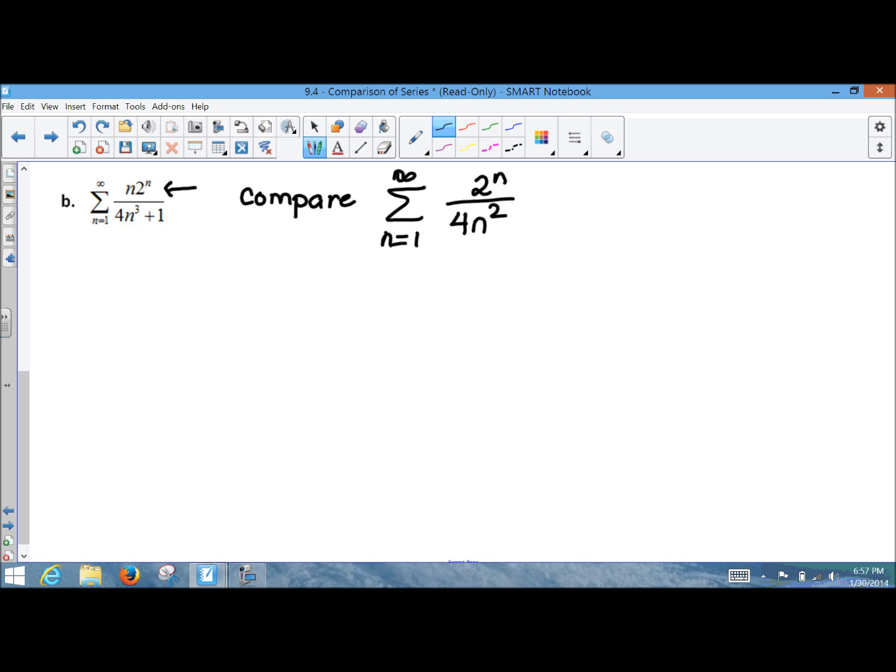Now, we could also take a look at this and think, well, the 4 doesn't really have much of a bearing on the growth of this thing. You can't cancel the 2 and the 4. That's against the rules of algebra. But we could just erase this 4 and say that really the comparison is going to work just as nicely with this guy. And I think we got a pretty easy nth term expression here to play around with. The only question is, does this converge or diverge?